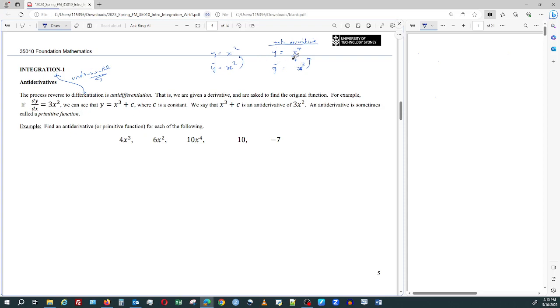Let's try that. Let's differentiate that. 4 comes out the front. 4 minus 1. We already had a 4. Cancel. So the antiderivative of x cubed is x to the 4 on 4.